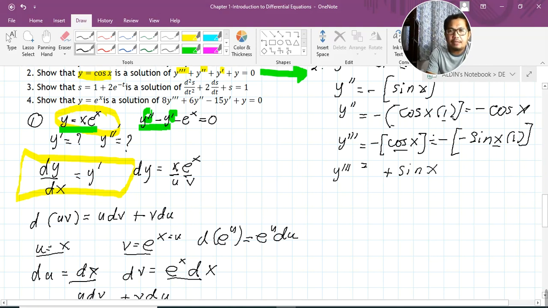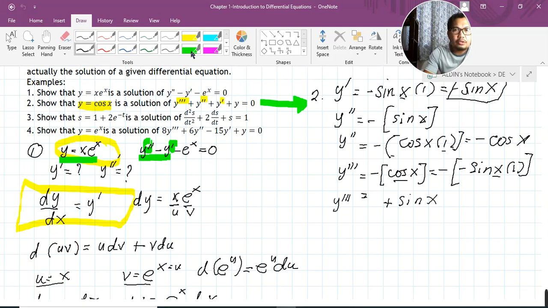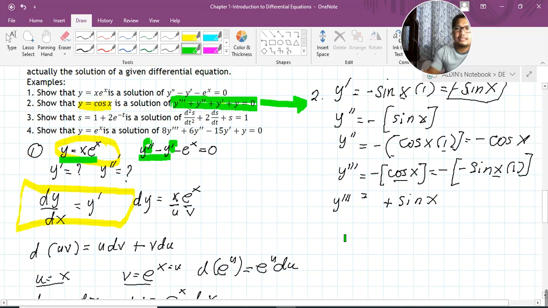So, ipalit mo na dito sa equation mo. Dito sa differential equation mo. Ipalit mo na dito. Okay? So, here, substitute now the value of first, second, third derivative. So, dun sa differential equation natin, sulat ko na dito. Ayan na, no? Ayan. So, what is the third derivative? What is the third derivative? Third derivative is equals to positive sine of x.